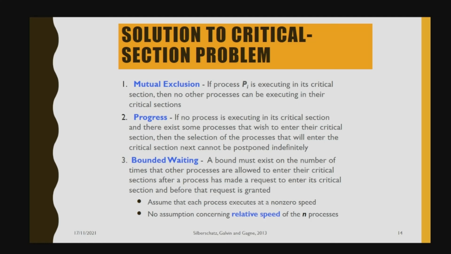Okay, that is based on progress. And number 3, bounded waiting. A bound must exist on the number of times that other processes are allowed to enter their critical section after a process has made a request to enter its critical section and before that request is granted. So we have the waiting time. At bounded waiting, assume that each process executes at non-zero speed, and no assumption concerning relative speed of the n processes, the number of processes. So we have mutual exclusion, we have progress, and we have bounded waiting, which means the waiting part.